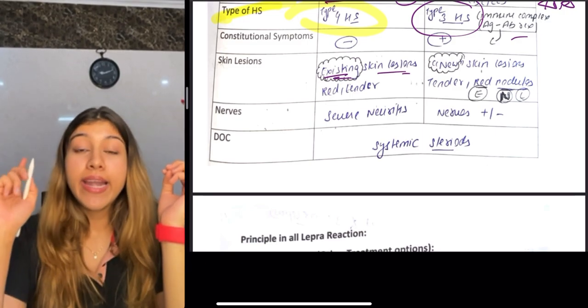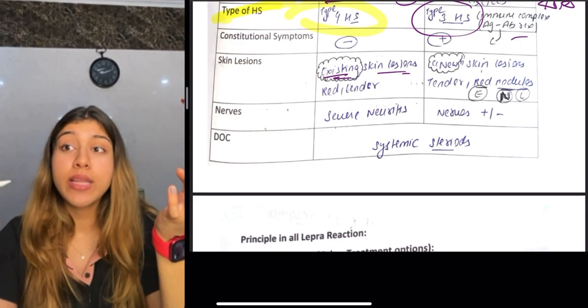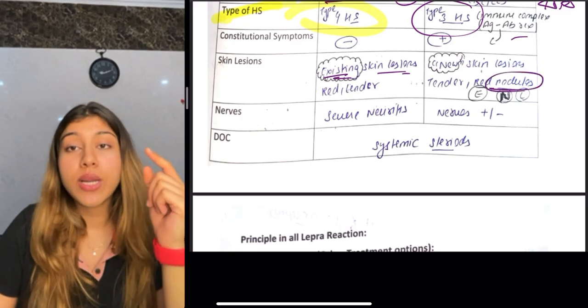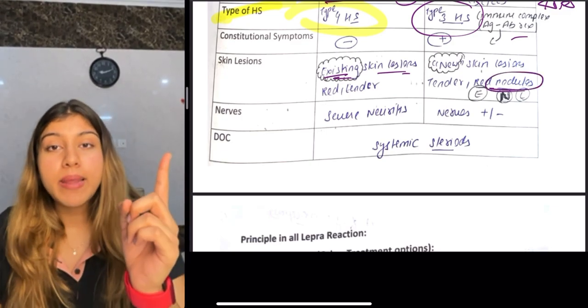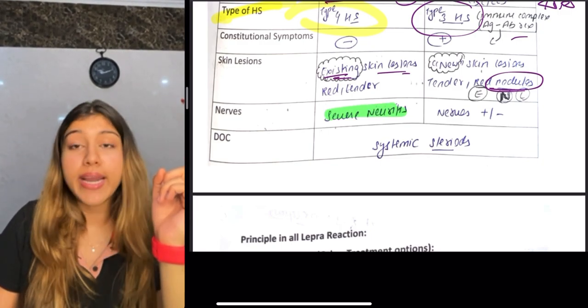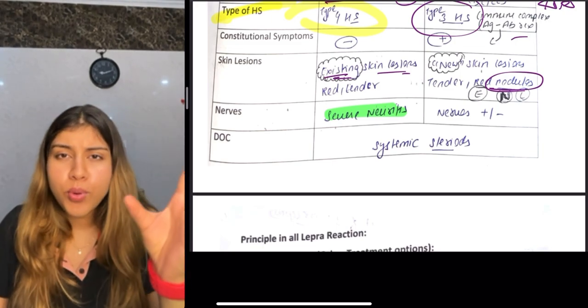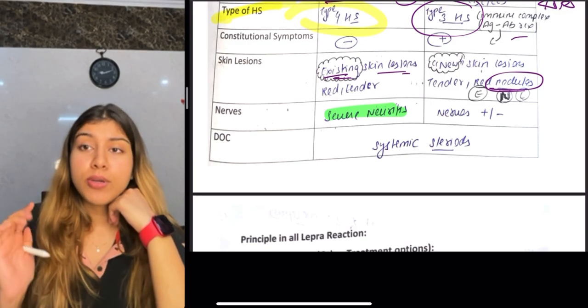Whereas, guys, in type 2 lepra reaction, there are going to be new skin lesions, and there will be tender red nodules, and they are going to be new type. In type 1 lepra reaction, guys, one more important thing that you need to know is that there is going to be severe neuritis. Whereas in type 2 lepra reaction, since it is already progressed, there might not be any involvement of your nerves.